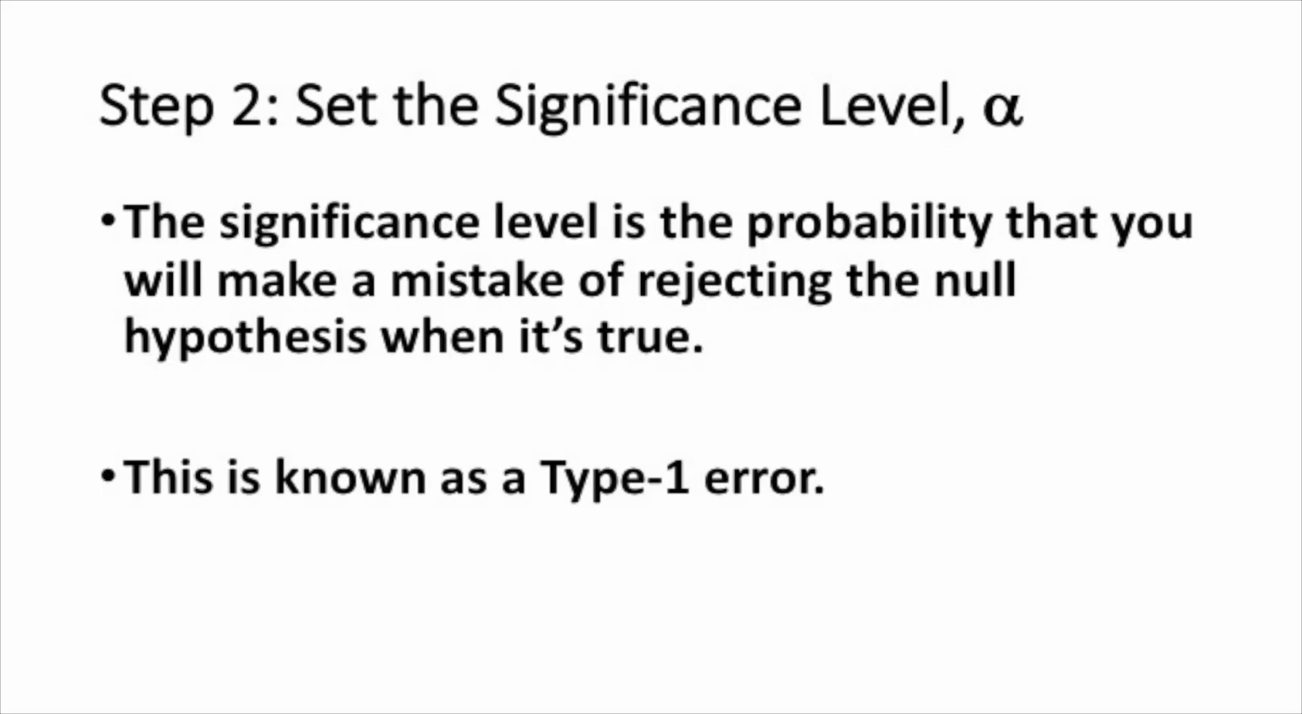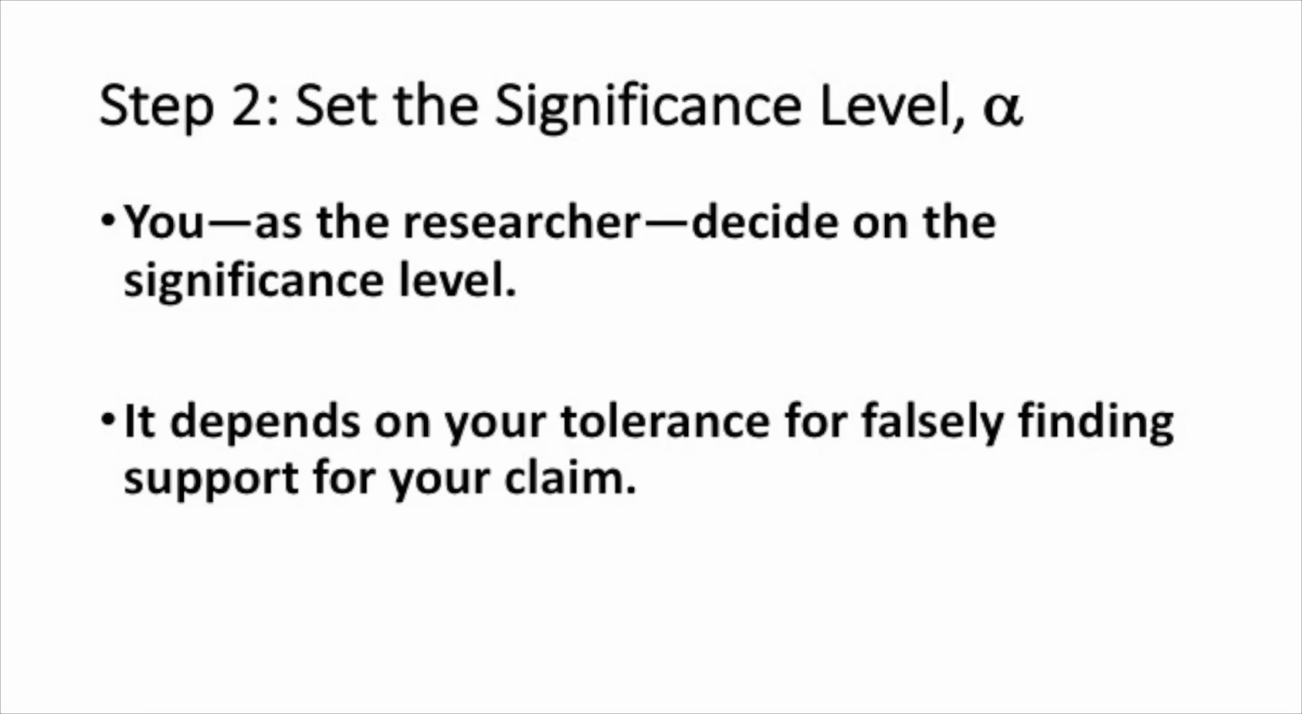The second step of conducting a hypothesis test is setting a significance level, which is indicated by the symbol alpha. The significance level is a probability that you will make a mistake of rejecting the null when in fact the null hypothesis is true. This is also known as a type 1 error. When conducting a hypothesis test, you, as the researcher, ultimately decide on the significance level that you're going to set. It depends on your tolerance for falsely finding support for your claim.